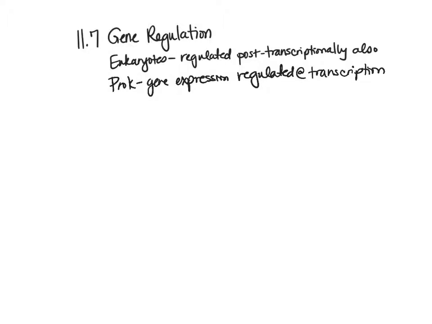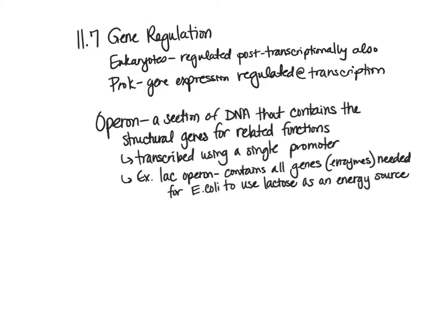And the DNA that's associated with this is called an operon. So an operon is the section of DNA that contains these genes for some related function. Not only do they contain all of the genes for related functions, they're also transcribed using a single promoter. So remember we have that promoter region that is upstream from these structural genes. And then we are going to talk about how that promoter works much more specifically here.